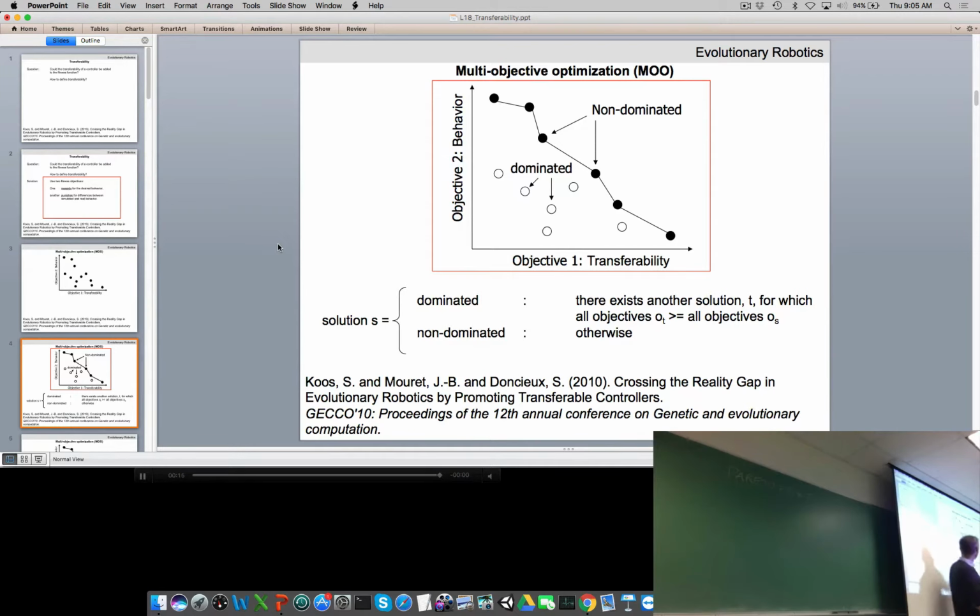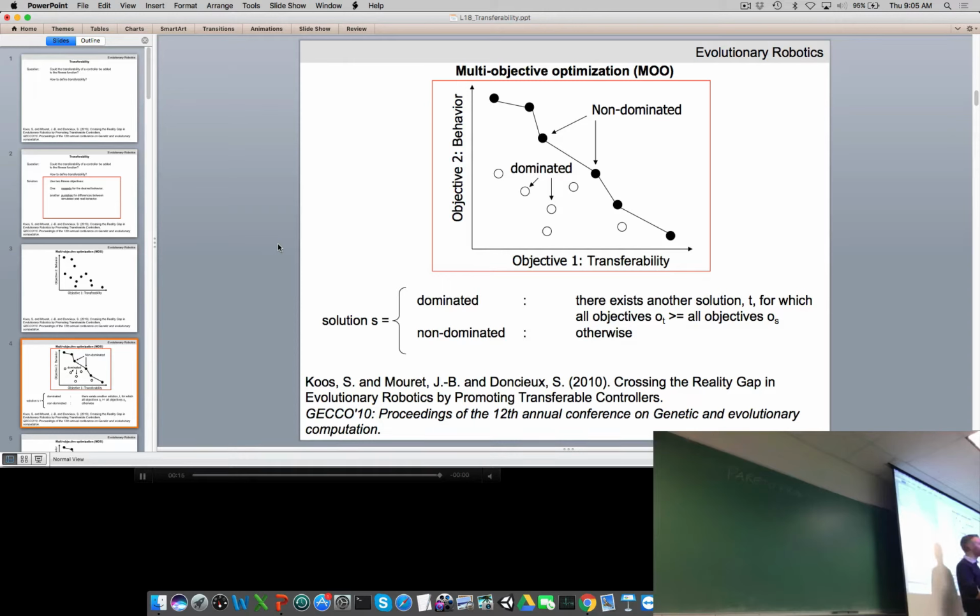Not dominated. We're still looking at S. Let's imagine that we visit this node now. Now this node is T. This one is still S. Does T dominate S? Yes. So T is both more transferable and produces a faster robot. It's better on all the objectives. So we label S as dominated. It's dominated by that. We color it white and we're done. We don't have to look at the other T, right?